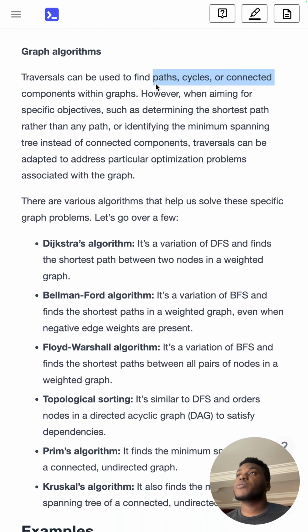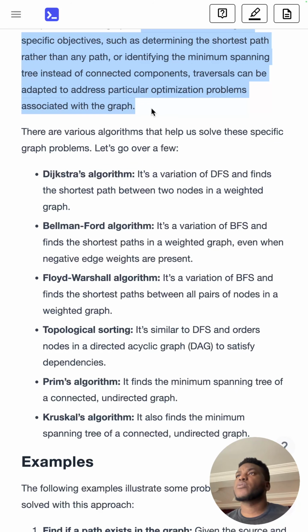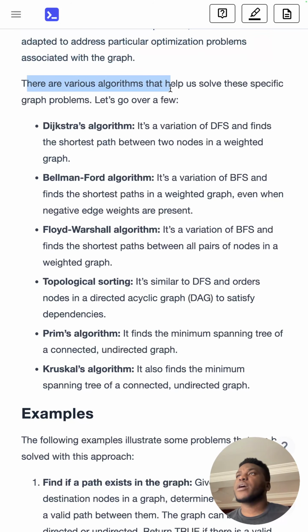Now, traversals can be used to find paths, cycles, or connected components within graphs. However, when aiming for specific objectives, such as determining the shortest path rather than any path, or identifying the minimum spanning tree instead of connected components, traversals can be adapted to address particular optimization problems associated with the graph. There are various algorithms that help us solve these specific graph problems. We'll go over a few.